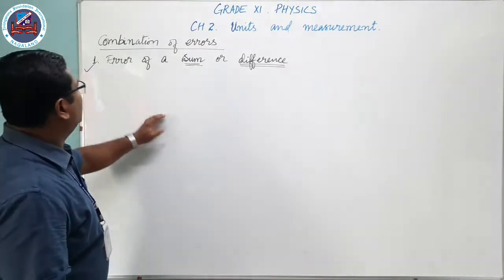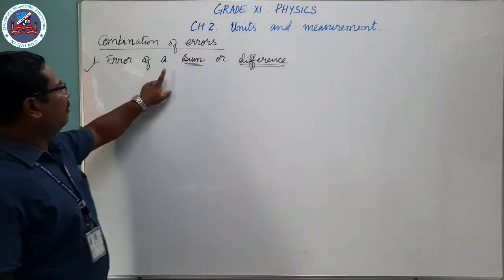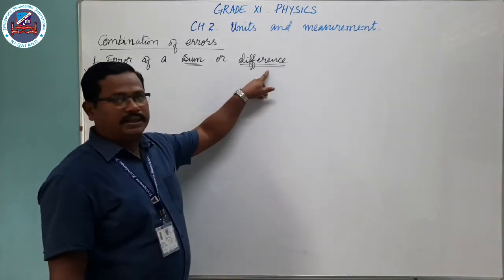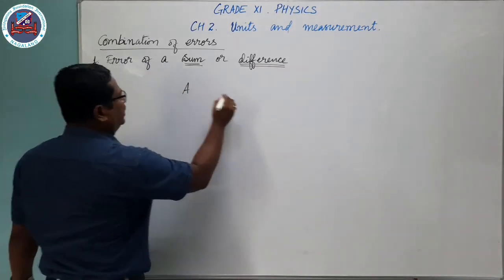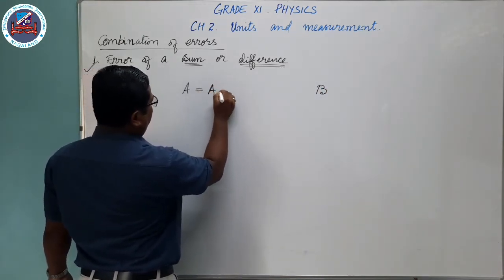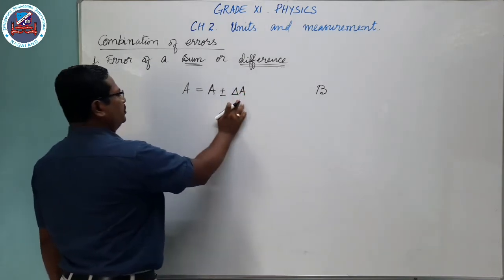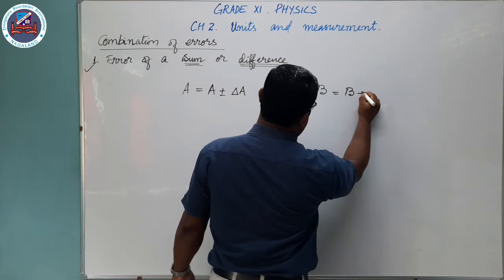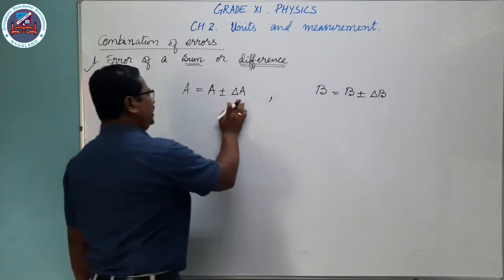Now let us discuss the combination of errors. The first one I have written here is the error of a sum or difference. When you are adding or subtracting, how do you deal with errors? Suppose two physical quantities A and B are given to you like this: A, the true value, plus or minus the absolute error delta A, and then the second physical quantity, B, plus or minus delta B. These are the absolute errors, delta A and delta B.